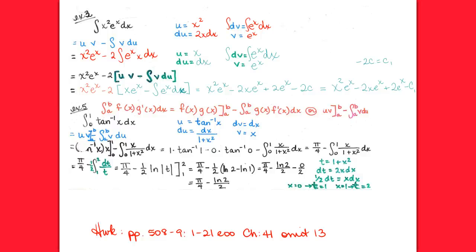All right, so here is our homework for tonight. On pages 508 to 509, we're doing 1 through 21, every other odd. Challenge 41, omit number 13.